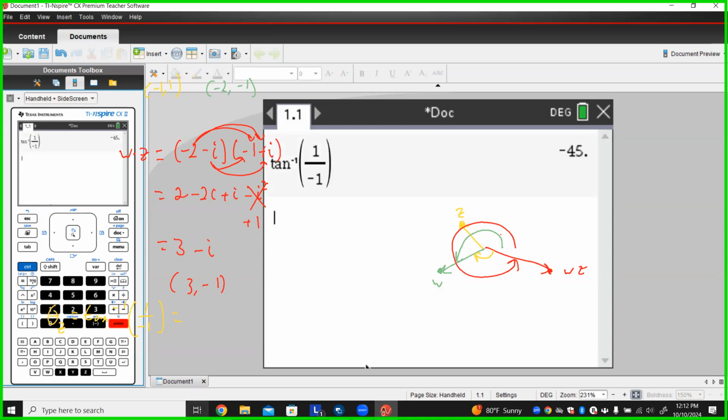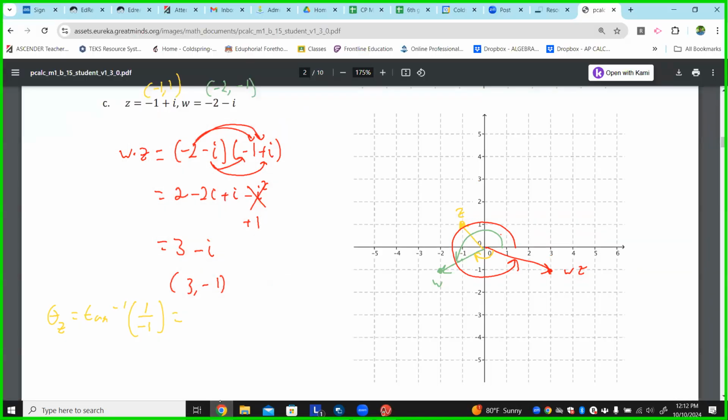So our question that we have to come over here with is, I get negative 45 degrees. What quadrant is negative 1 comma 1 in? It's in the second quadrant. So what do I have to add to negative 45 to get the correct degree? 180. So what's 180 plus negative 45?